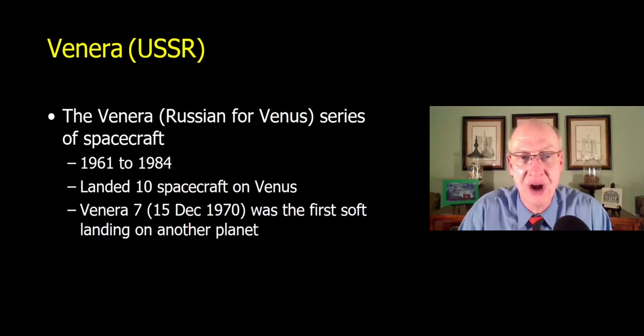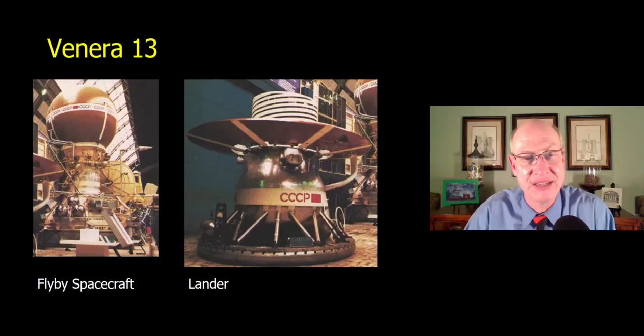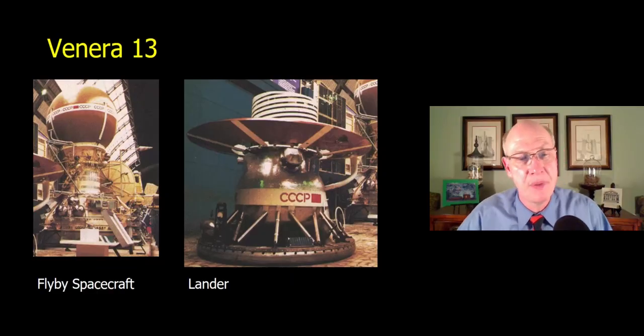But the Russians are the only ones that have landed true landers on the surface with cameras to photograph the surface. That was done from 1961 to 1984, but they weren't actually successful with doing this until Venera 7 on December 15th, 1970. It was not only the first vehicle to land on Venus, but it was the first soft landing on another planet by any country. And altogether, the former Soviet Union has landed 10 spacecraft on Venus. So these spacecraft consisted of two parts. There was a flyby spacecraft, and then there was the lander that landed down on the surface.